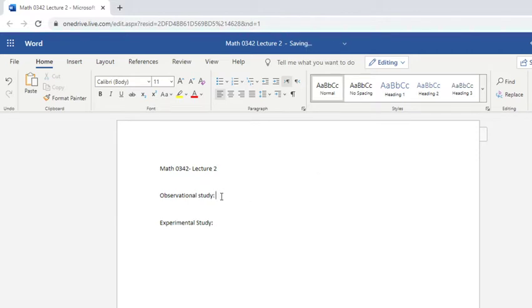So, first of all, an observational study is where we are just kind of observing what's going on naturally. We're not doing anything to try and get a result. We're not trying to change anything about the environment. We're not really putting ourselves in the picture when it comes to the study. All we're really doing is just observing and taking down data.